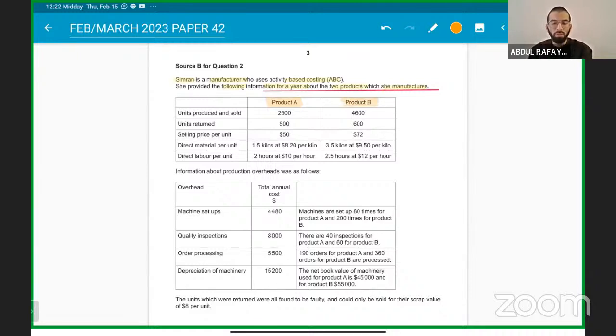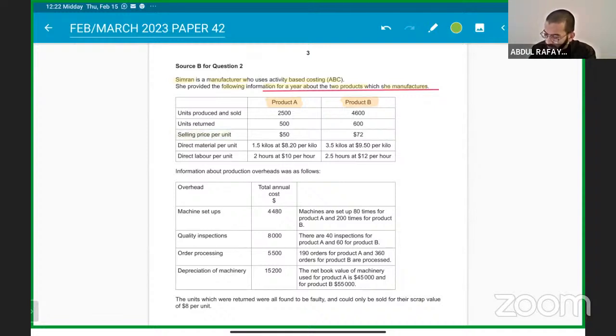We can see that there are some units that are produced and sold, and we have some of the units being returned as well. Out of the 2,500 units produced and sold, 500 units are being returned. Similarly, for product B, 4,600 units are produced and 600 units are returned. Then we have the selling price per unit for product A and product B.